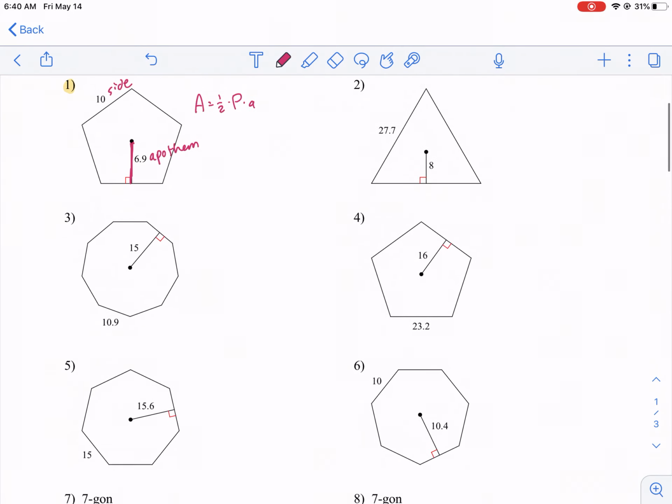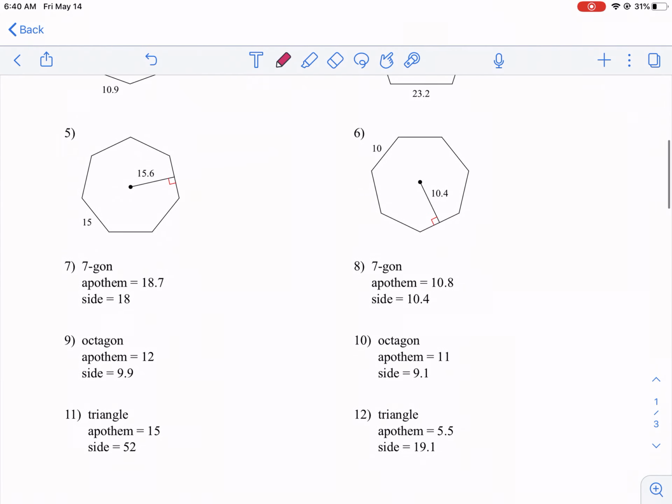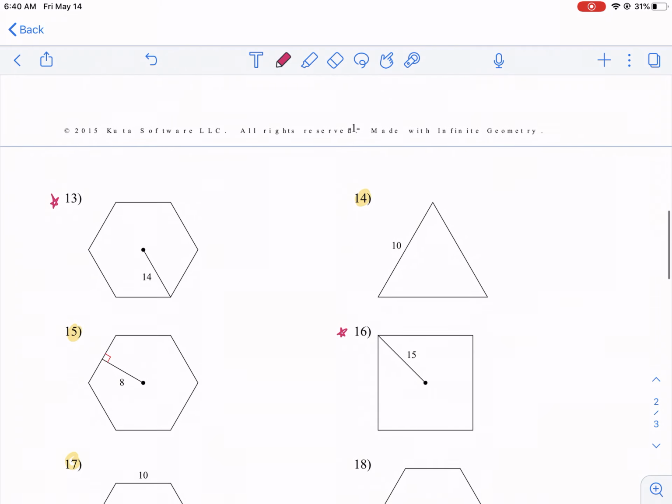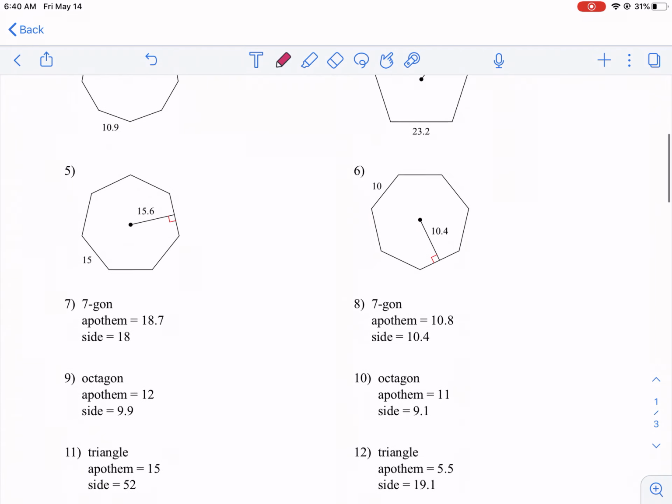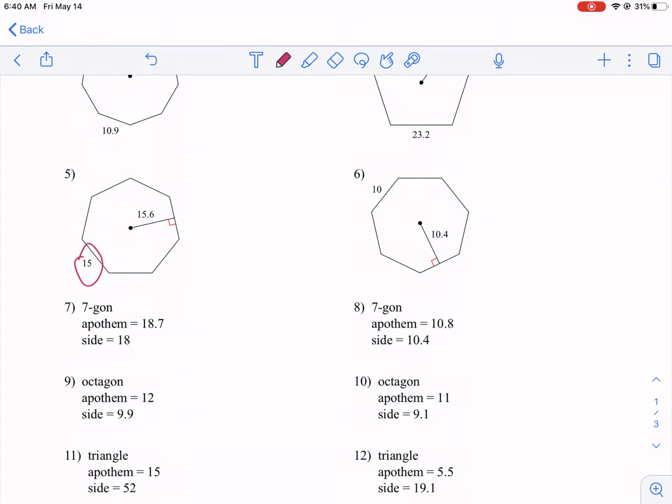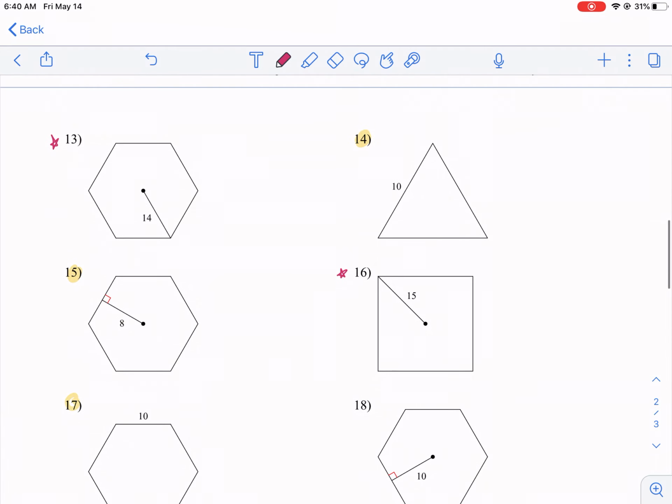So all of these are the same thing. You have the perimeter, you have the side, you have the apothem, and it's really pretty simple because you just multiply this side by the number of sides, and then multiply that by the apothem, and then multiply by 1/2. Pretty simple. Where it gets a little tricky is when we get to these ones that are highlighted here.